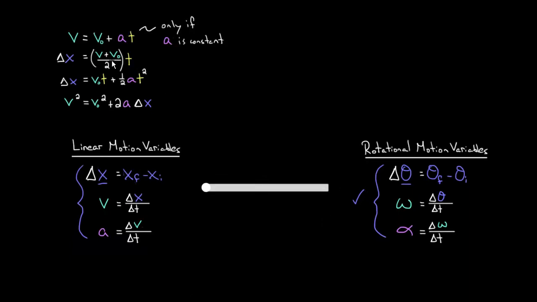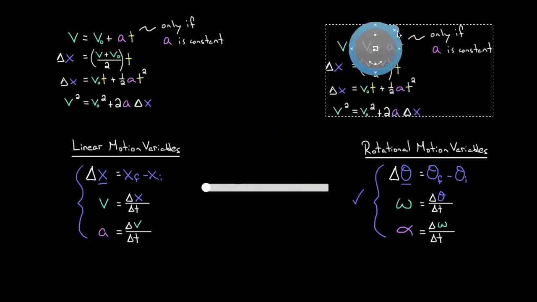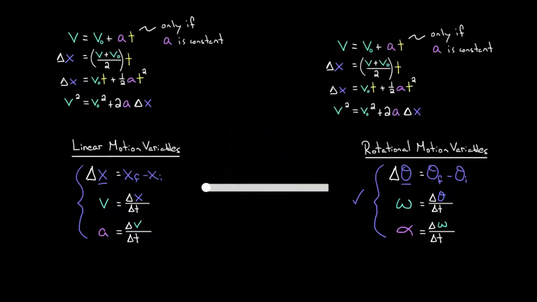Now, if you wanted rotational kinematic formulas, you could go through the trouble that we went through with these to derive them using areas under curves. But since we know the relationship between all these rotational motion variables is the same as the relationship between the linear motion variables, I can make rotational motion kinematic formulas simply by replacing all of these linear variables with their rotational motion variable counterpart. So let's do that.